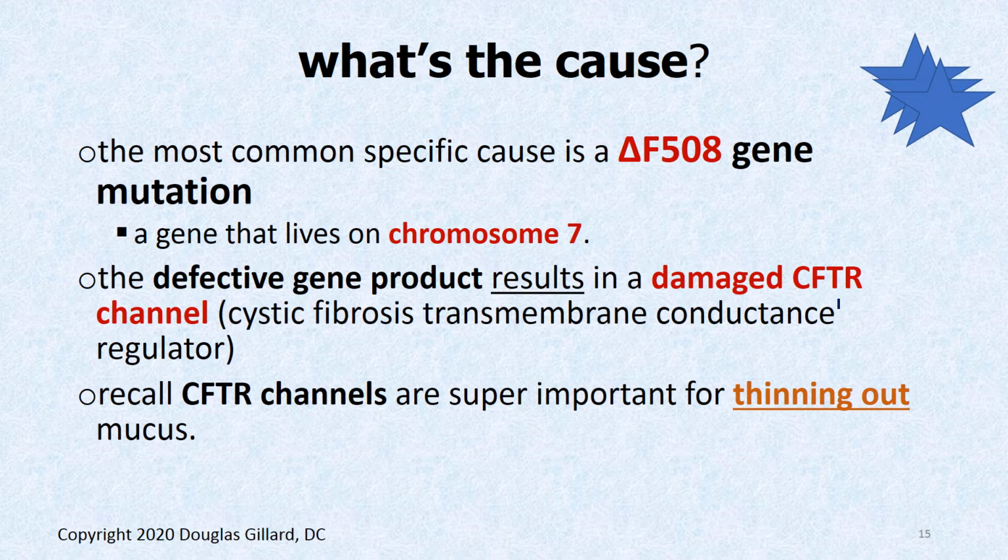All right, remember the cause of cystic fibrosis. There's a bunch of causes and categories we talked about before, but the bottom line is the most common cause is a mutation with the delta F508 gene, which is a member of chromosome 7. What does delta F508 do?